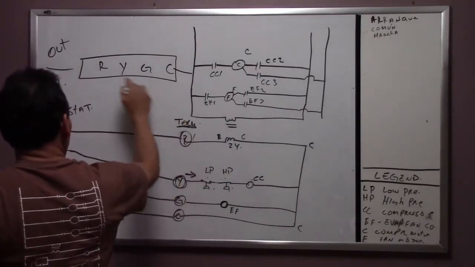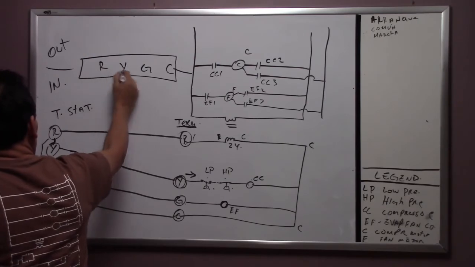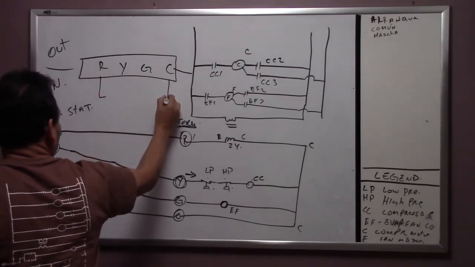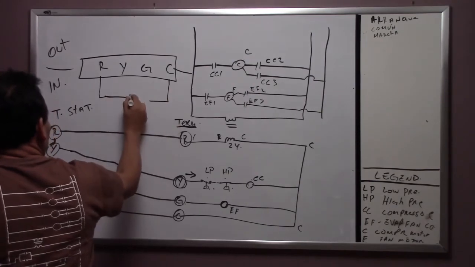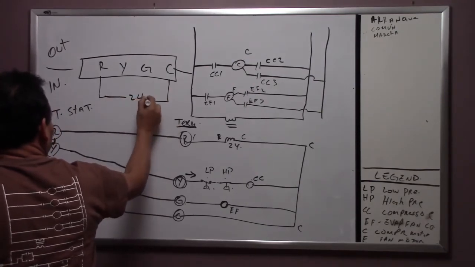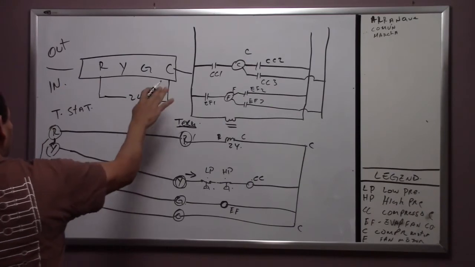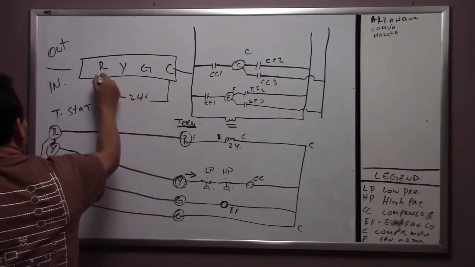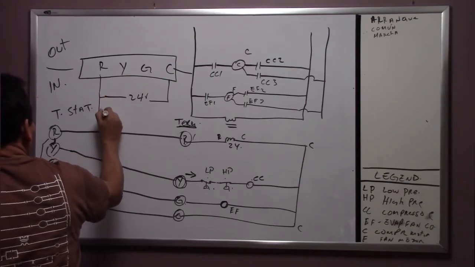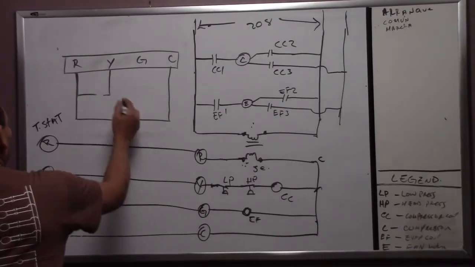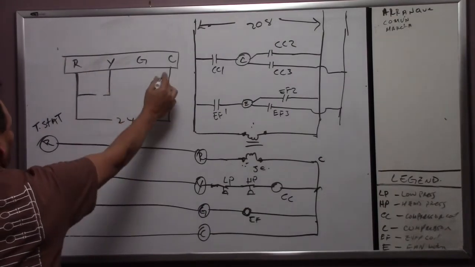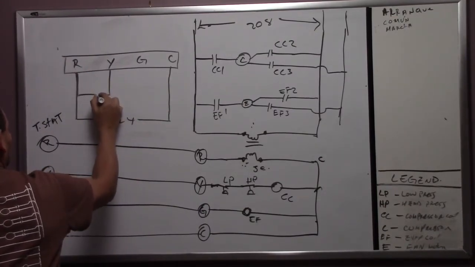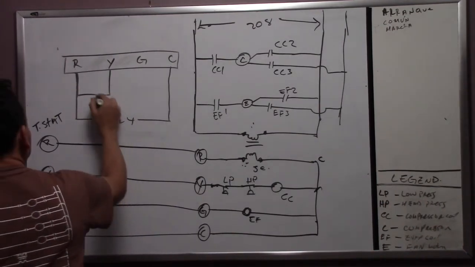From here, this is R. So, we know that from here to here, we're going to get 24 volts, okay? That's the first thing. Next, the other thing is going to be from here, from R, like I was saying, between R and C is 24 volts. Between R and Y, you should get 0 voltage, okay?